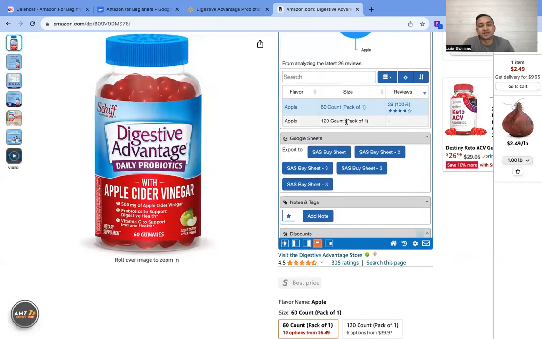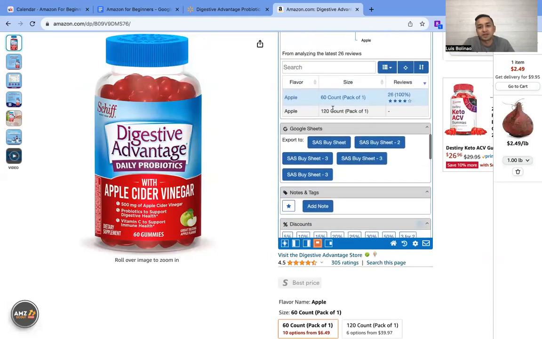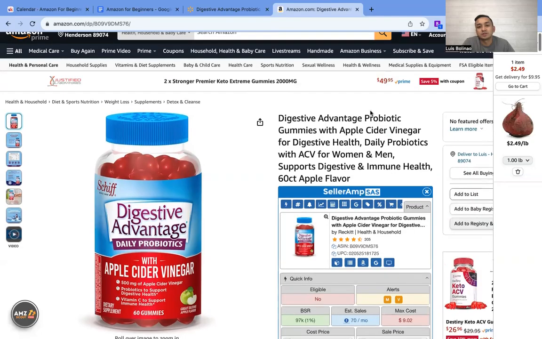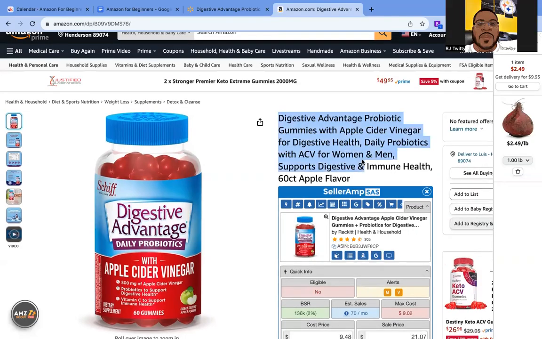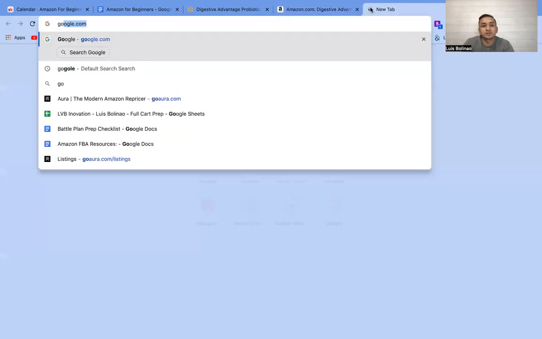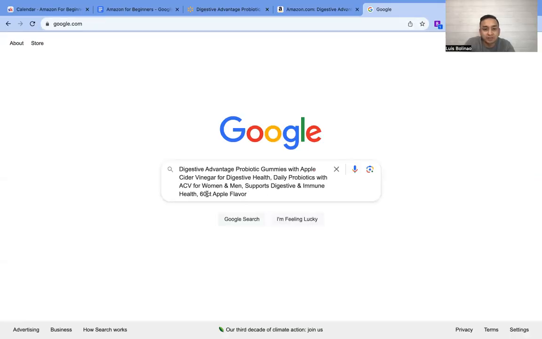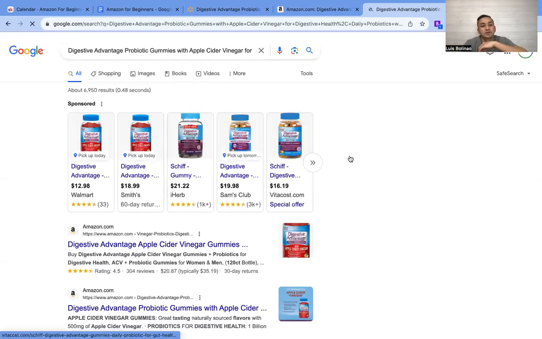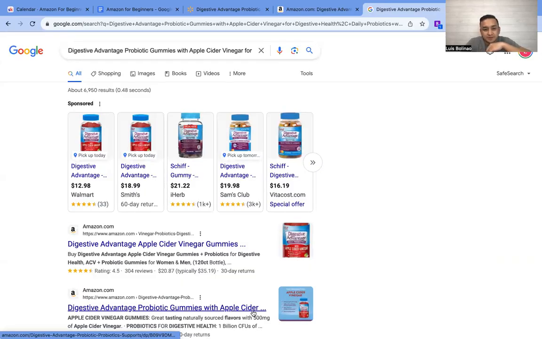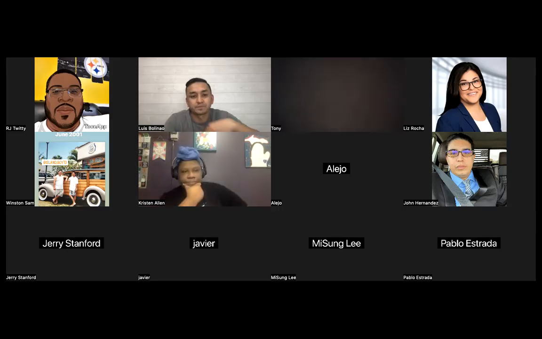So for example, this one is getting, let's say, 50% of the sales, right? So now I would look for the same product but 120 count. So I would go to Google and look for the source. But 120 count, right? And then see if the numbers match or make sense. If it makes sense, then I would buy it. Great question, bro. You're getting it.